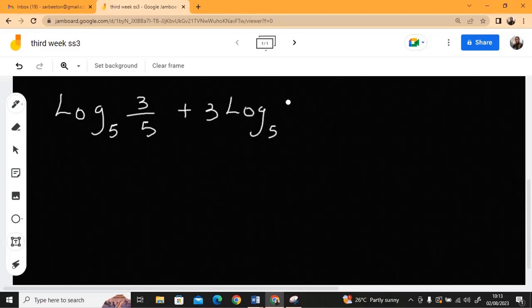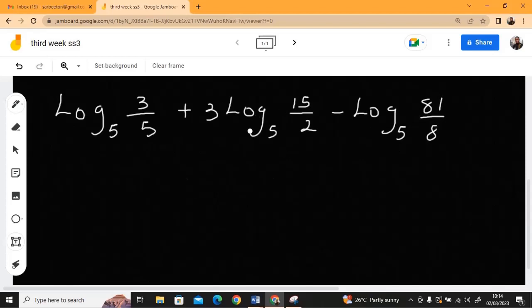Now you have something like this. They give you something like this: log base 5, you have 3 over 5. This is what they gave you, plus 3 log base 5, then you have 15 over 2, then they'll give you minus log 5, then you have 81 over 8. So how do you solve this?